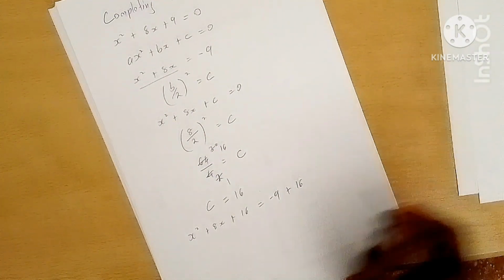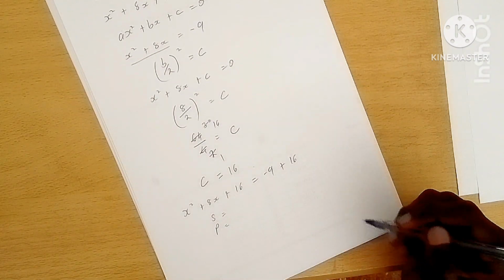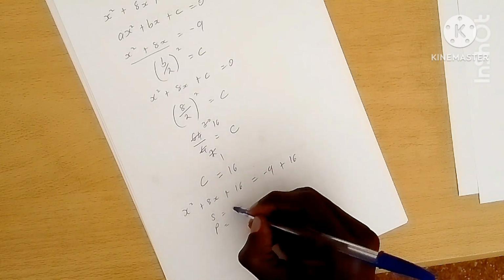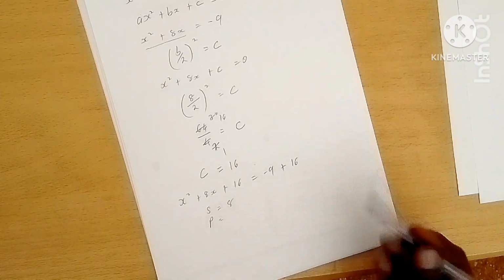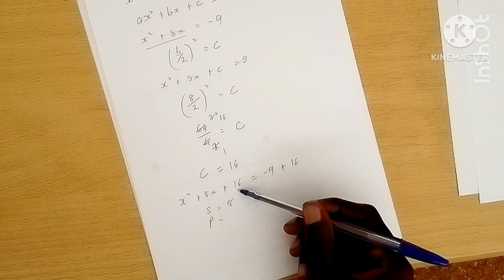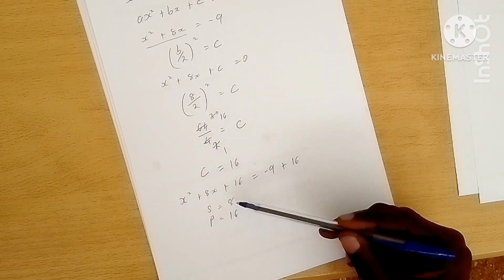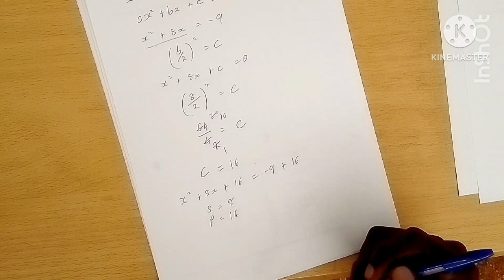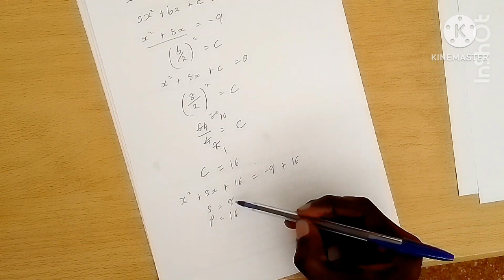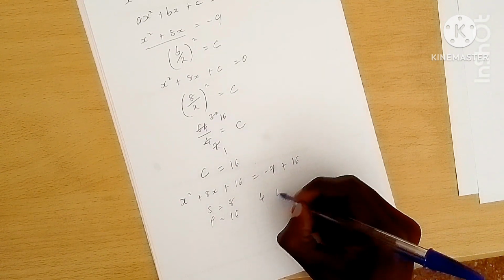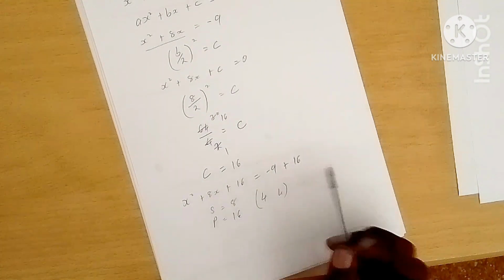I want us to find the root of this. So we're having sum and product. Our sum represents the coefficient of x, and by that we're having our value here as 8. And p, which is the product, is the value of the constant c, which is 16. So we need two numbers that when you add you get 8, and when you multiply you get 16. So by that we're going to have two numbers, 4 and 4, so that when you add 4 plus 4, you get 8, and when you multiply the two you get 16.